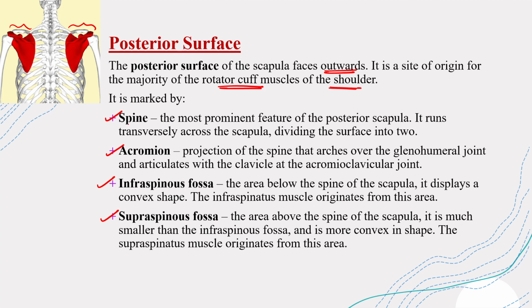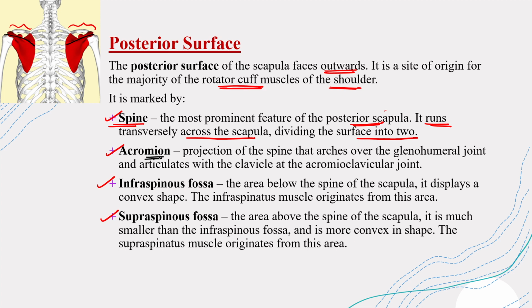So what is the spine? The spine is a prominent feature of the posterior scapula, because we are talking about the posterior surface. It runs transversely across the scapula and divides the scapula into two. So this thing over here is your spine, which divides the scapula into two.